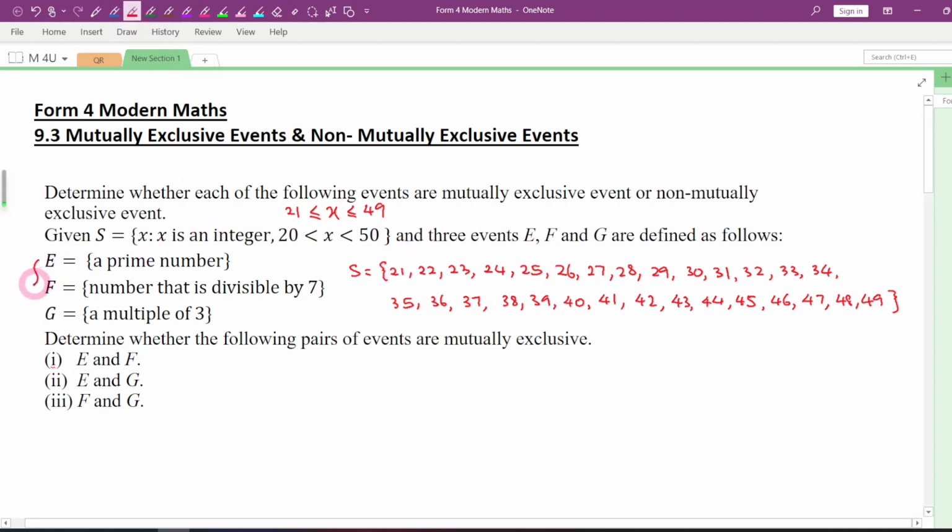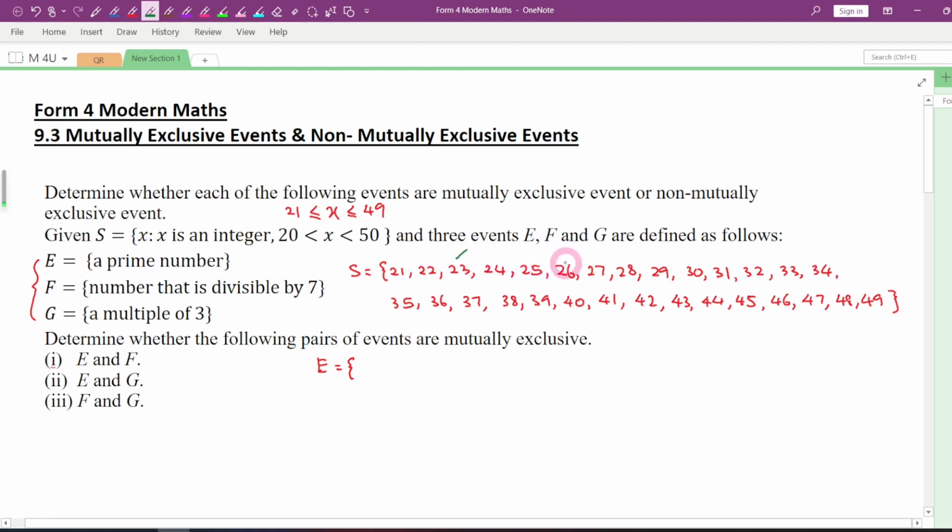Okay, we have set E, F, G. All the elements for E, F, and G must be taken out from the sample space. Let's look at E. Event E, event of getting a prime number. So we know that the first prime number is actually 2, right? But we cannot write 2 because sample space does not contain the number 2. We have to choose from here. So we just choose from here. So it can be 23. First prime number here is 23.